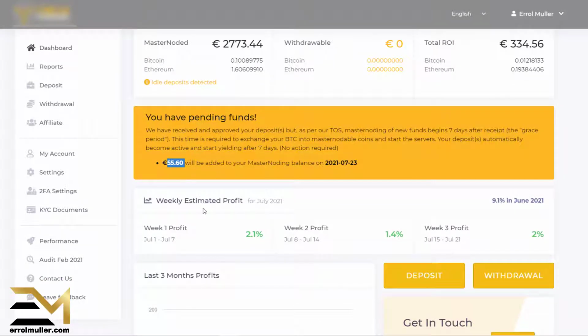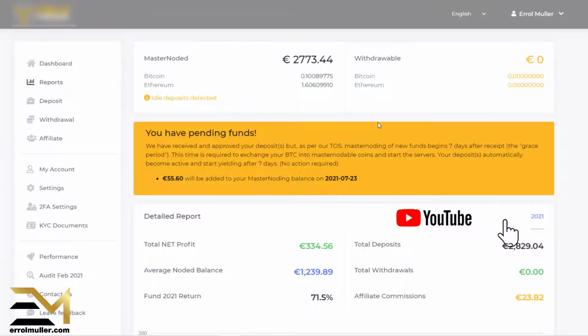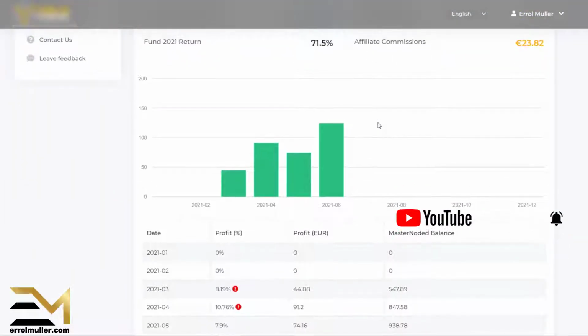So for the first week of July, we saw a gain of 2.1%. The second week, a gain of 1.4%, and for the third week, we saw another gain of 2%. That is crazy. That is already 5.5% for this month alone. And then let's quickly go to reports. And then I want to show you. So these are all my months. The first month that I started, second month, third month, fourth month, and here's my gains.